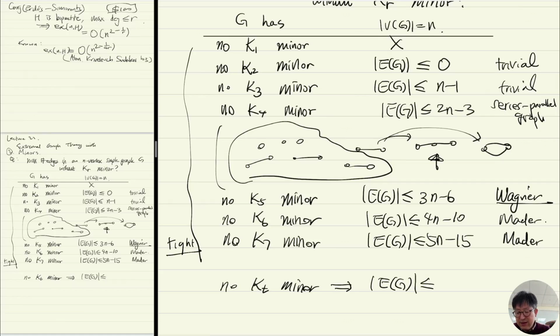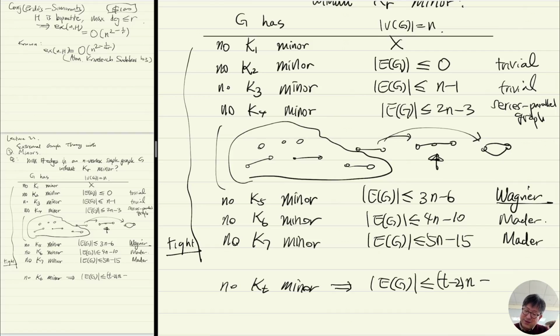So what's the pattern? Okay, so the coefficient of n is like t minus 2. And when you look at these numbers, like 1, 3, 6, 10, so you add 2, 3, 4, 5. This is somewhat familiar, right? It's sums of integers.